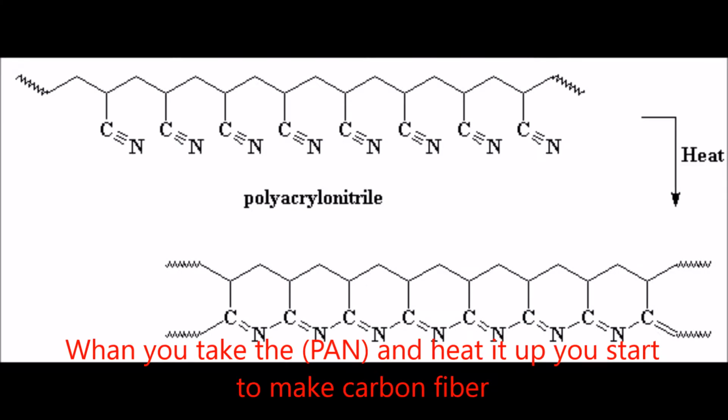When you take the PAN and heat it up, you start to make carbon fiber, and this is done by putting it in basically an oven and heating it up to around 390 to 590 degrees Fahrenheit for around 30 minutes to maybe a little over an hour. And this causes the chemical structure of the PAN to change to where it's mostly carbon atoms in a row.